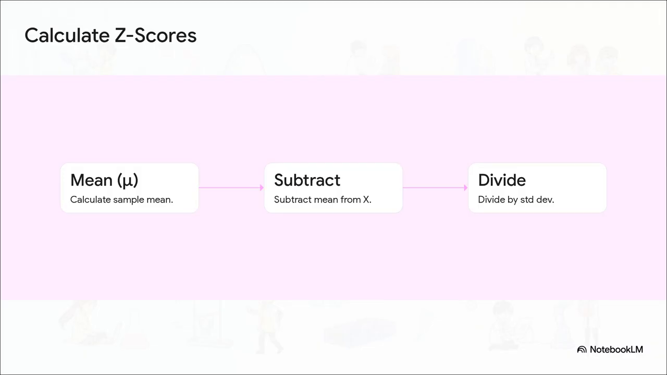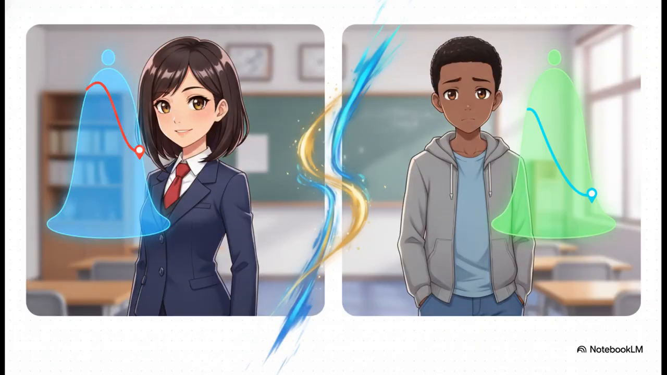The actual calculation process is super straightforward. First, you calculate the mean of your sample. Second, you subtract that mean from your specific data point, which we just call x. This gives you the raw distance from the center. Finally, you divide that difference by the standard deviation, and that division right there is what converts your raw distance into standardized units. Let's see how this builds a really powerful tool for comparison.